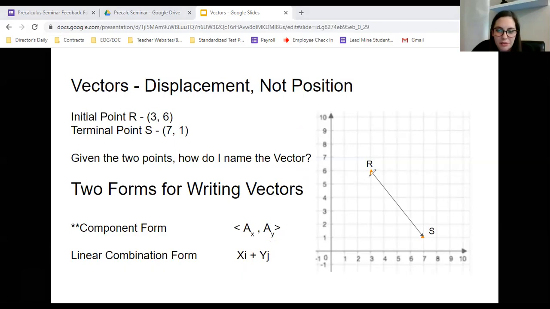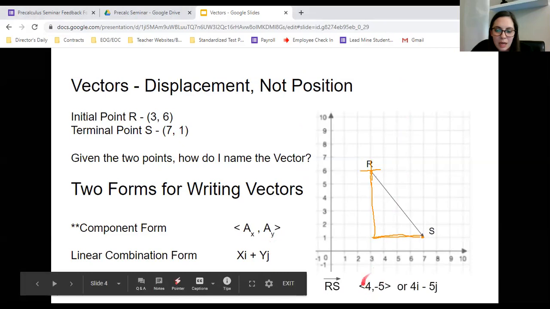To find my component form, I'm going to treat R kind of like the origin. And from here, I see that to get to S, that's not a straight line. I have to go down 1, 2, 3, 4, 5 units and over 1, 2, 3, 4 units. So in component form, I would have <4, -5>, or in linear combination form, 4i minus 5j. Here, i just represents our x value and j just represents our y value. Notice that 5 is negative, so it's minus 5j.